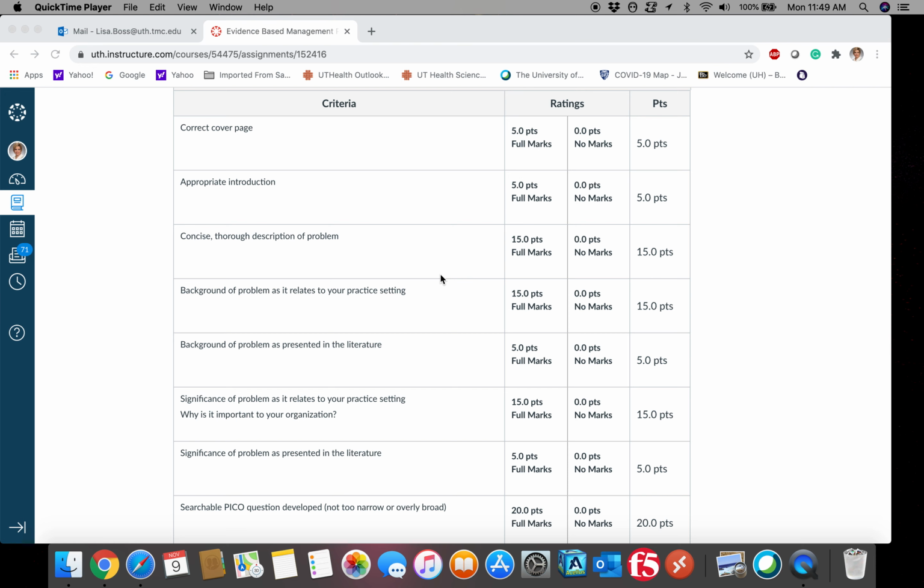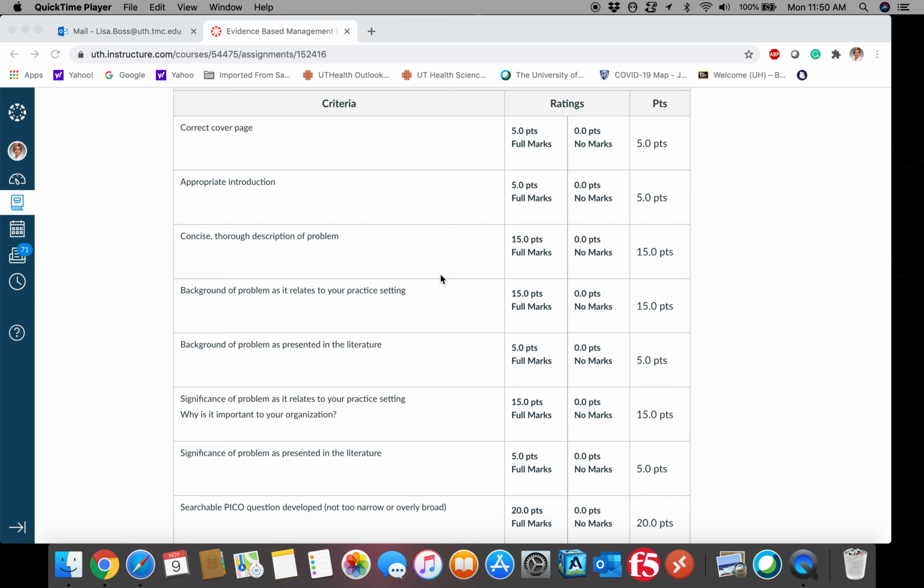So I'm going to use the example of ineffective leadership skills. So we'll just say that I am a CNO or a director in the hospital, and I have reason to believe that the nurse managers have poor leadership skills. So that's what I'm going to talk about in general terms when I'm talking about a concise, thorough description of the problem. And that's 15 points. So that right there should tell you that it deserves a good bit of your attention in your explanation.